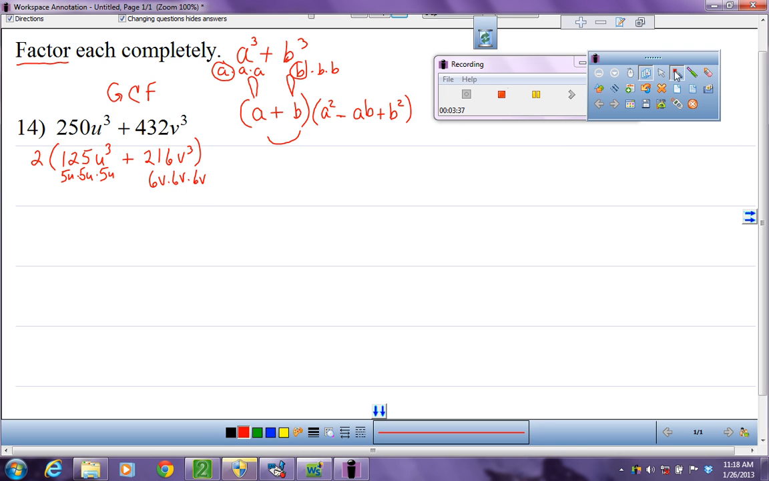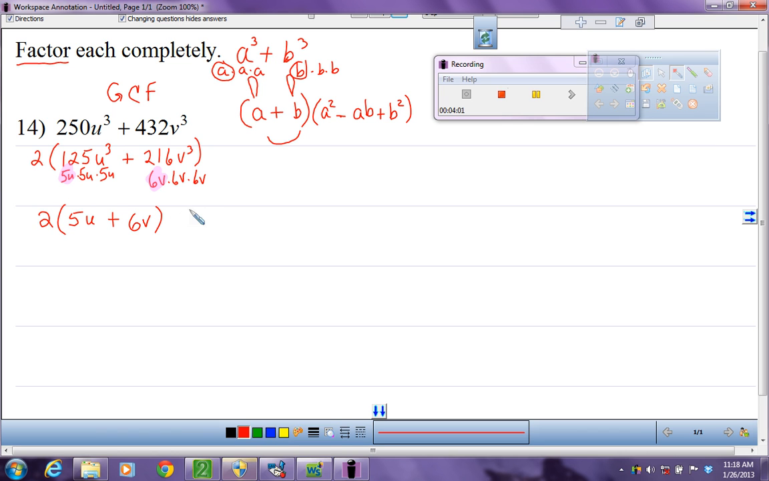So again, you're going to take one of each, right? One of these and one of these. And you're going to put them in the first parentheses. 5u and 6v. With the same symbol. Now it just happened that we factored out the 2, so whatever you factor out, whether it's just once or several times, whatever you took out, you multiply them and you put them here, so it's just 2.